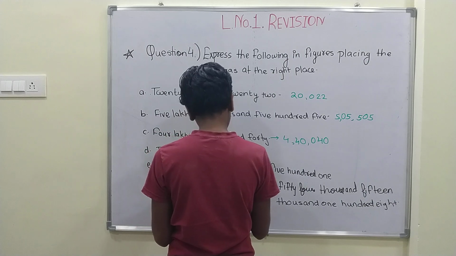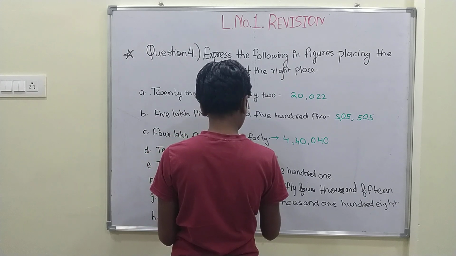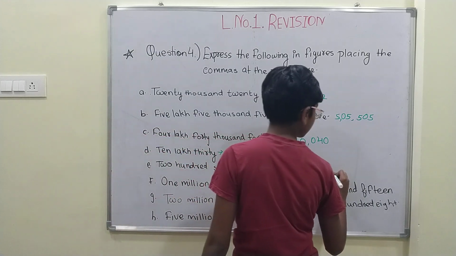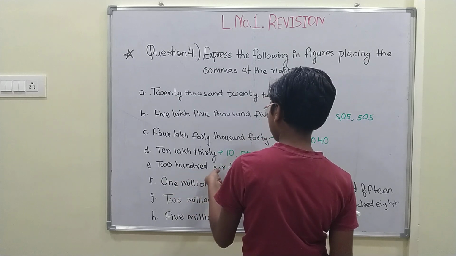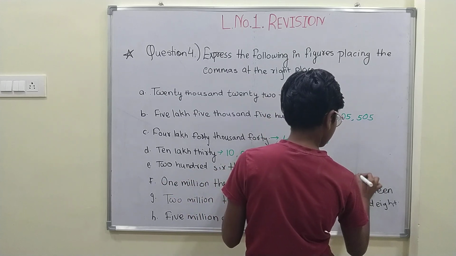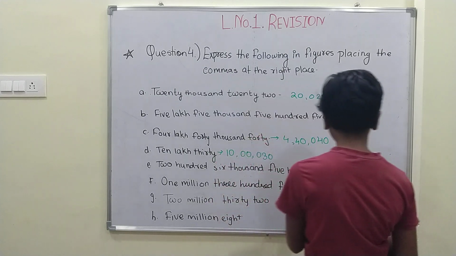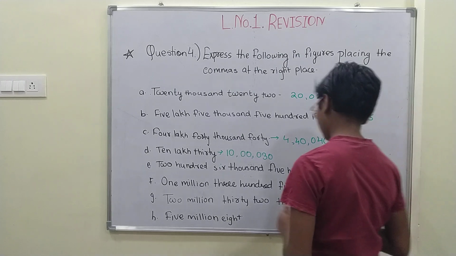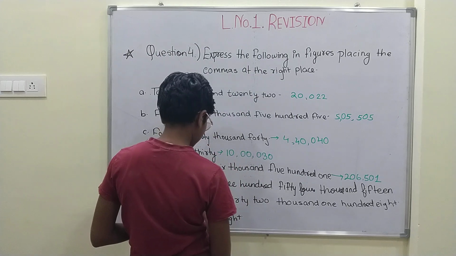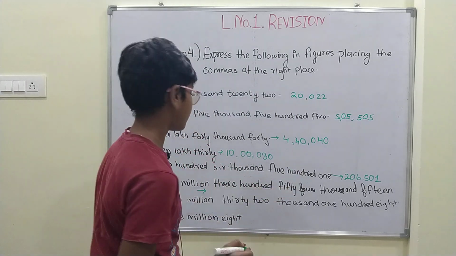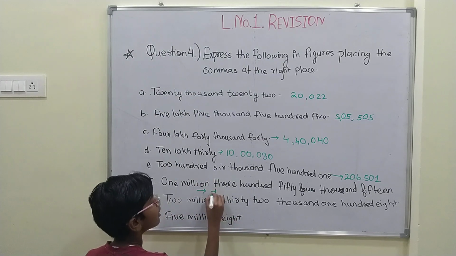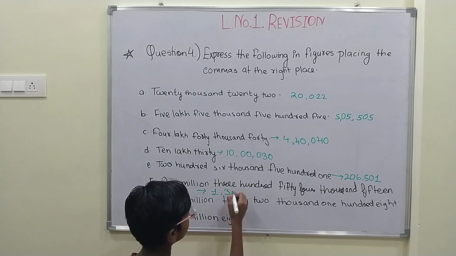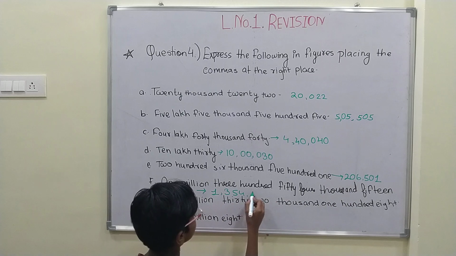10 lakh, 206,501. Here only we will get 1,354,015. 1 million means here I'll write 1. Next, 1,300,000 it says, so 354,015. So 015 basically.